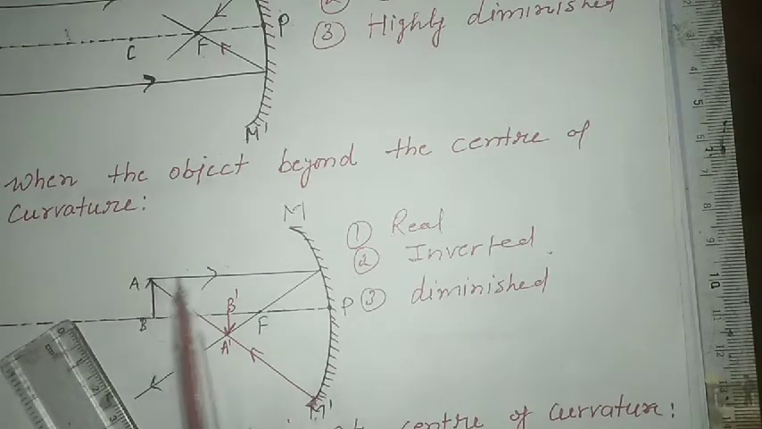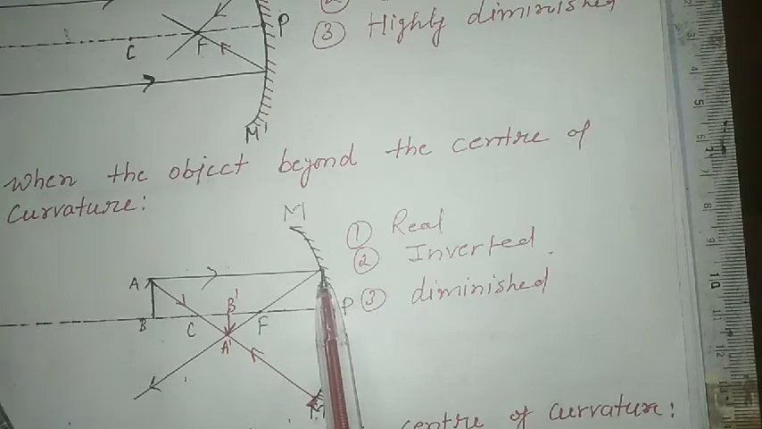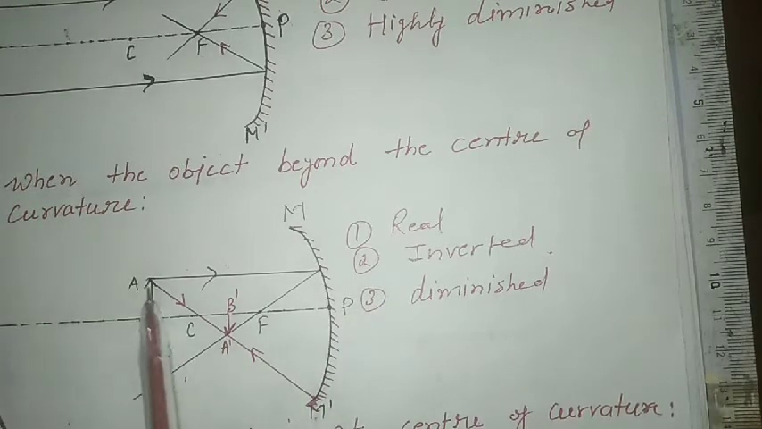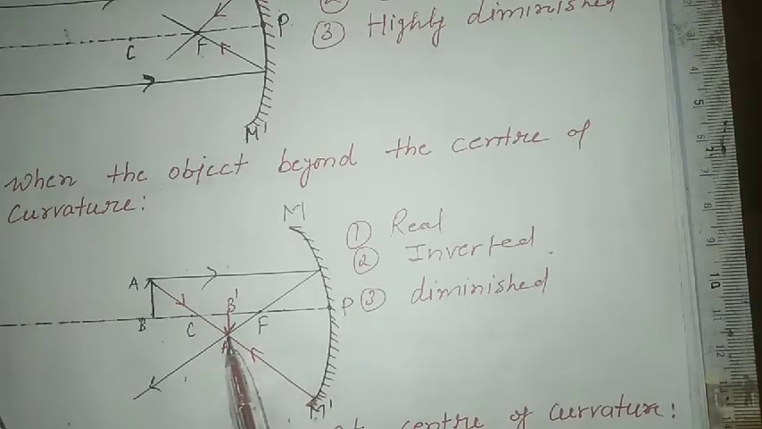So these are the 2 cases. When the rays, one ray is parallel to the principal axis, after reflection it will pass through the focus. Other ray from the center of curvature, it traces the same path. Both rays, where they intersect each other, image is formed.